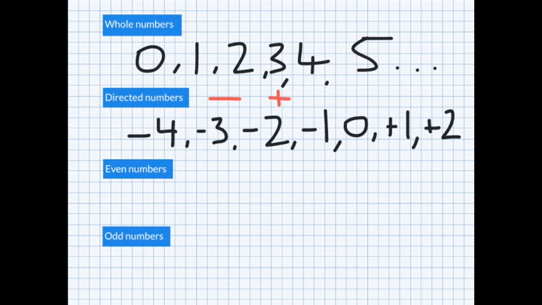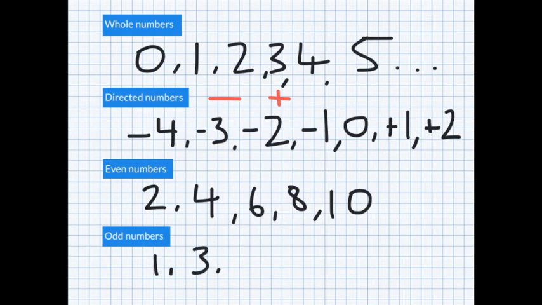Even numbers, we should do this one quite well. If we're counting by 2s, 4, 6, 8, 10, and our odd numbers, 1, 3, 5, 7, 9, 11, and 13, and it continues, of course.